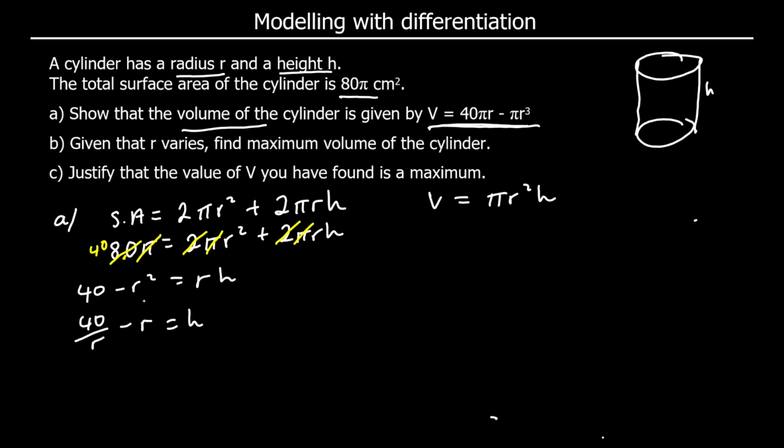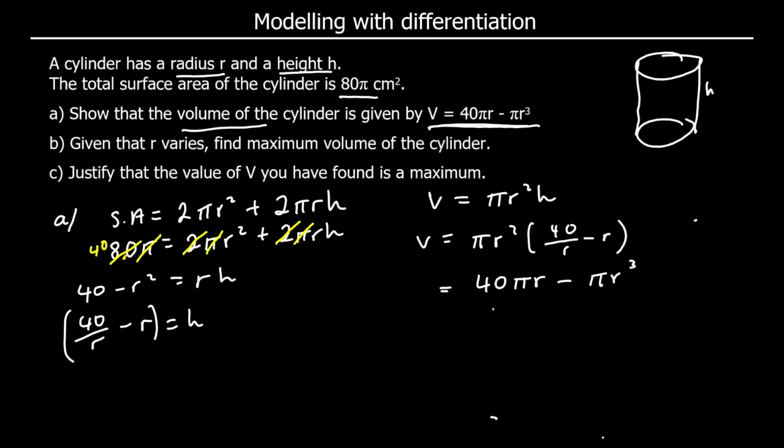Then we can substitute this in for h in our volume. So pi r squared times 40 over r minus r, and expand the bracket. So we get 40 pi r. It would be r squared, but then it's divided by r, so just r, minus pi r cubed.